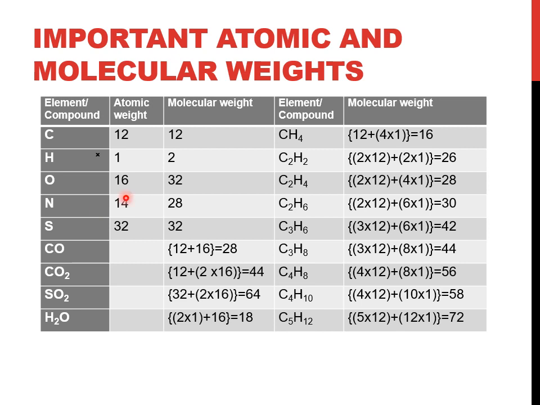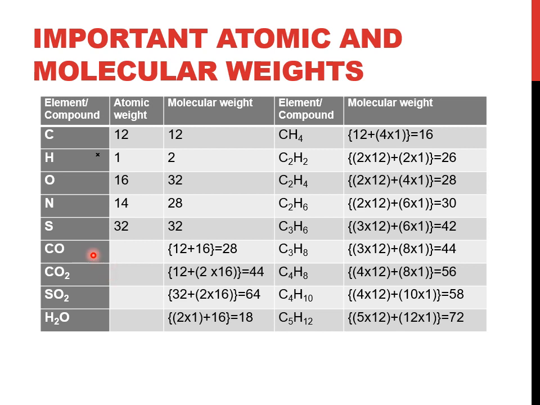Nitrogen, it is 14 atomic weight. It is also a diatomic molecule, so 14 into 2, its molecular weight is 28. Sulfur, its atomic weight is 32 and so its molecular weight is also 32. So these are a few atomic weights and molecular weights which are required to be remembered. The rest of the molecular weights can be calculated.